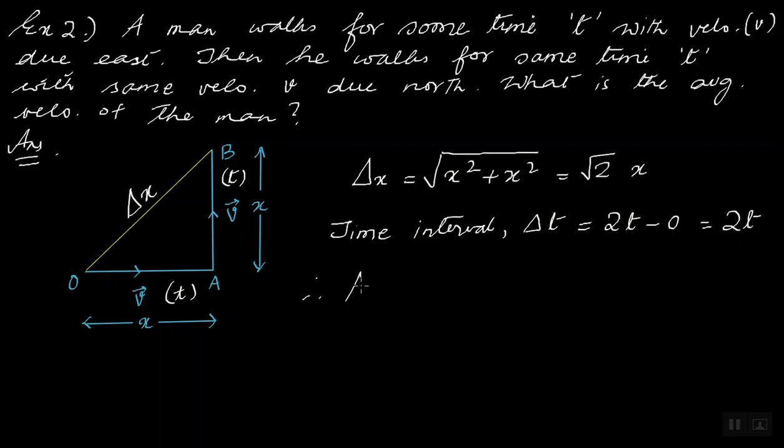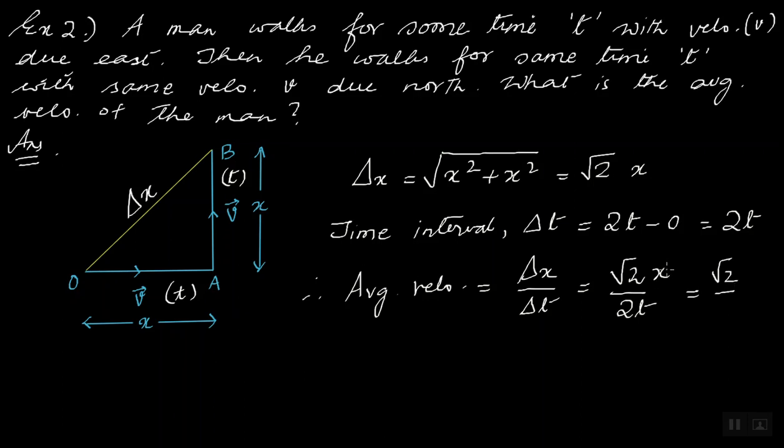So therefore average velocity here is delta x by delta t. Okay, and delta x here is root 2 x. This is 2t. What is x by t, by the way? x by t is distance by time, that is speed. Yes, distance by time, that is speed. Okay, so you have v, or this displacement by time, that is velocity. So that is the answer.